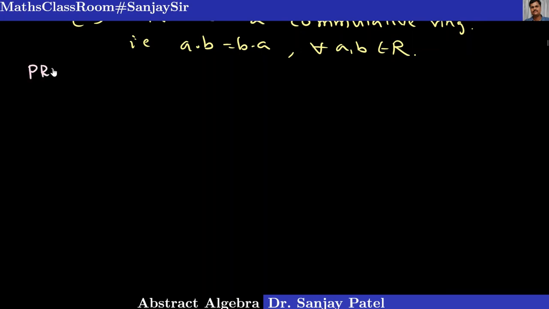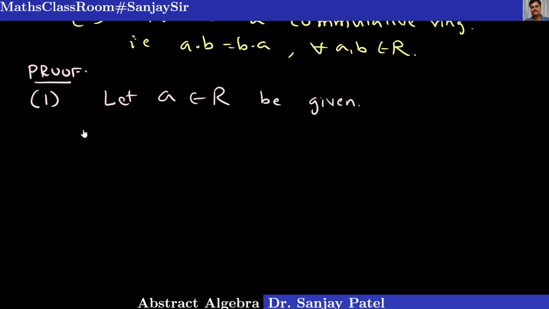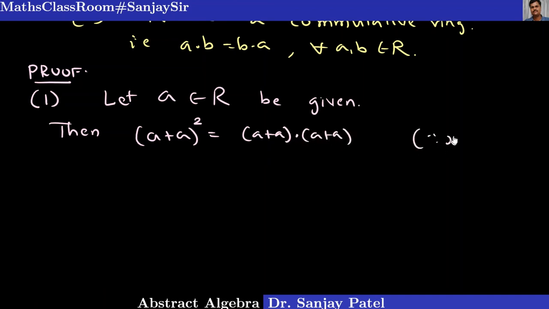Proof. Let a be any element in the ring, that is, an arbitrary element. Then I can write a plus a, which is also an element of the ring R. a plus a whole square is equal to a plus a into a plus a, because you know the meaning of x square is x into x in any ring. And a plus a is an element of the ring R, because R is closed with respect to addition.